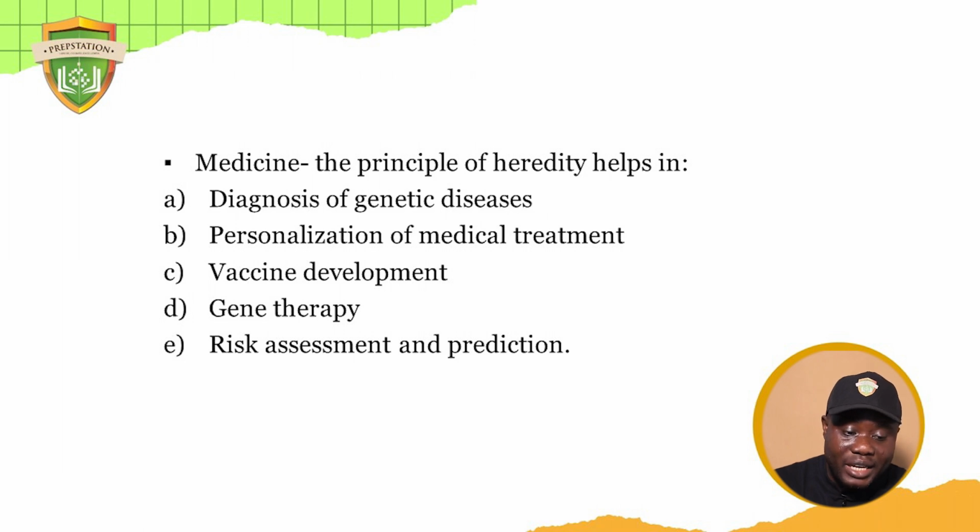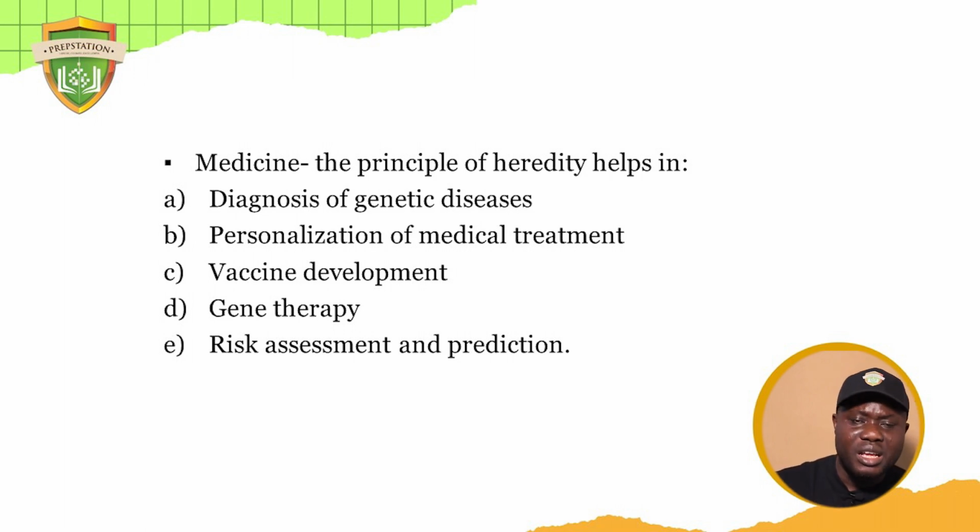Now, I said diagnosis of genetic diseases, then personalization of medical treatment. If the doctors have knowledge of what is wrong with you, which of course is done through the principle of genetics, right? They would have been able to know how to treat you. They would have been able to know, okay, use this particular drug, it will help you. No, don't use that. I think your body is resisting this one. Don't use it. All of those are what we gain from the knowledge of heredity.